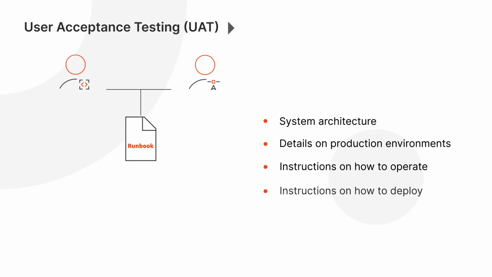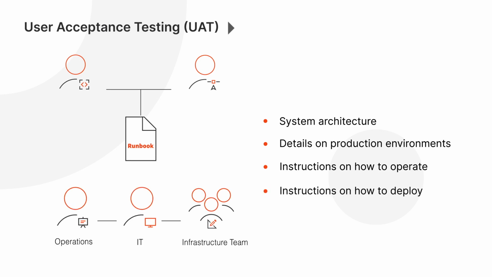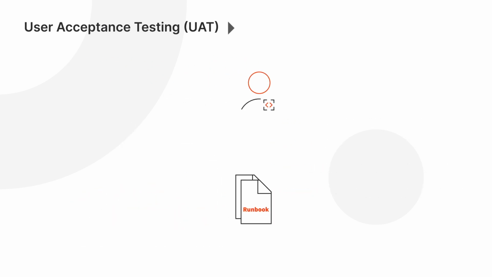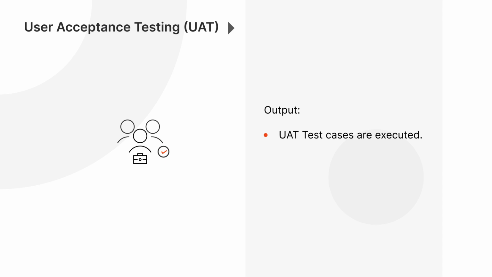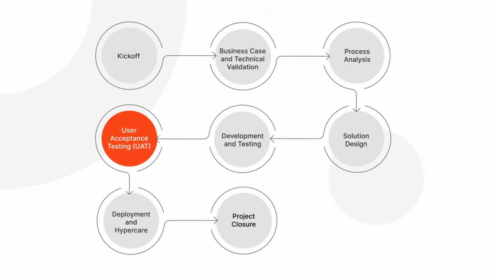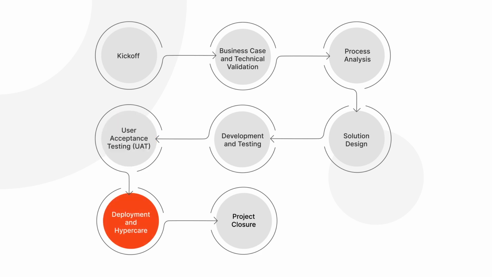It also includes detailed instructions to operations, IT, and the infrastructure team on how to proceed with deployment. If needed, the runbook document template can be further adjusted during hypercare. As a best practice, we highly recommend documenting the runbook template for every automation. Upon successful UAT testing, the client's team signs off on the automation implementation. Great! This brings us to the next stage, deployment and hypercare.